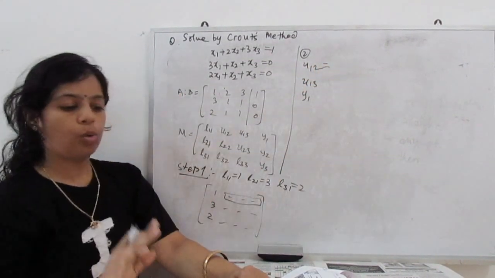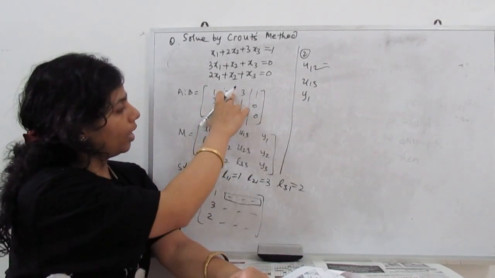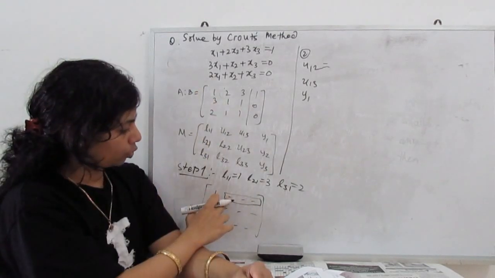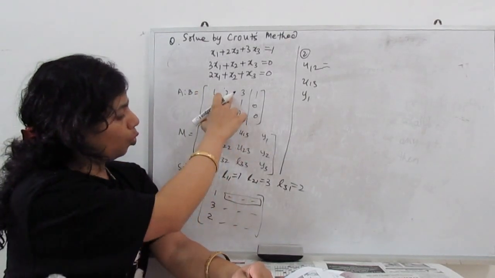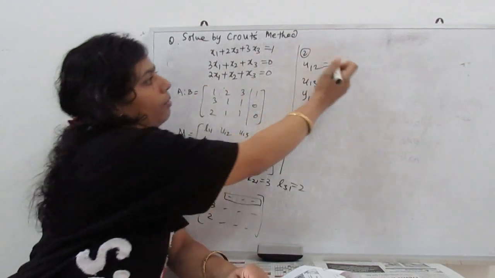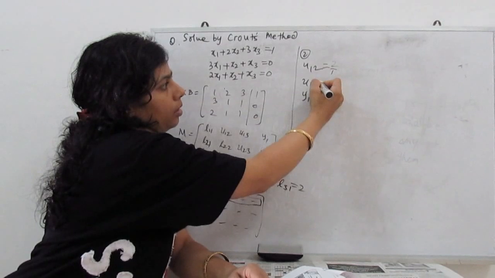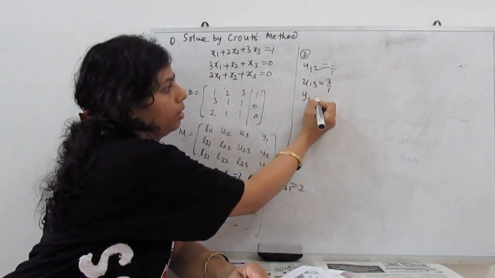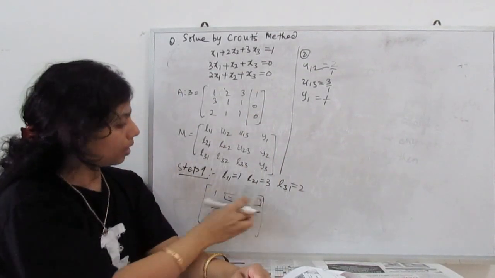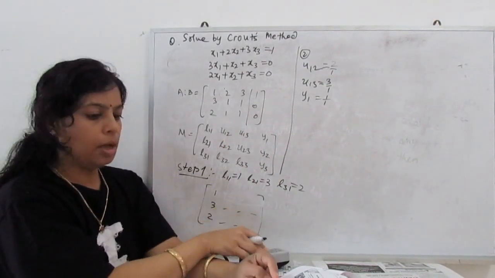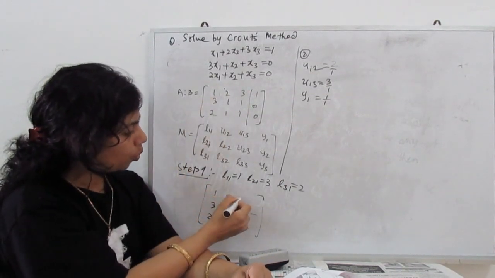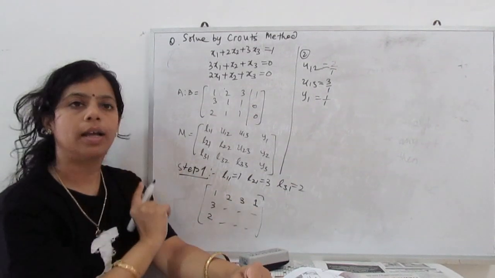So U12 is A12 divided by L11, or A11. So this is 2 divided by 1, 3 divided by 1, 1 divided by 1. Clear? So my new matrix becomes, after this calculation, my new elements I will add. So that will be 2, 3 and 1.